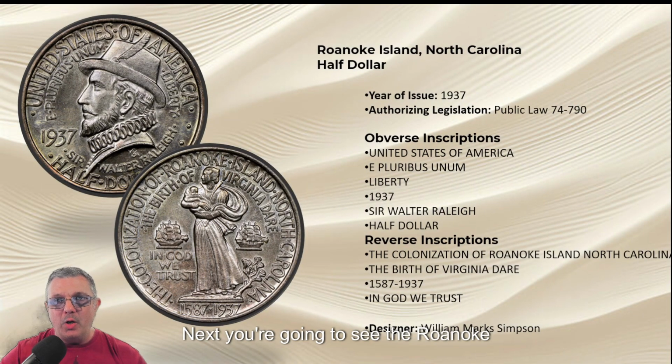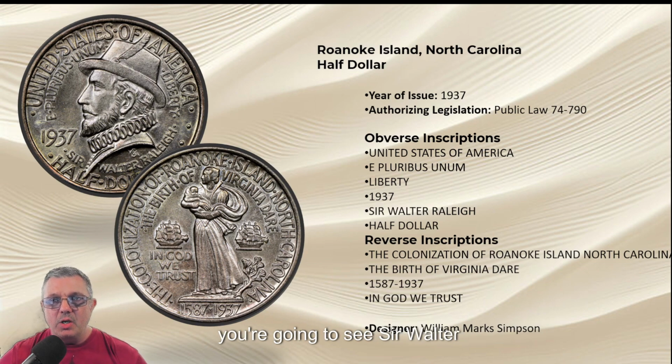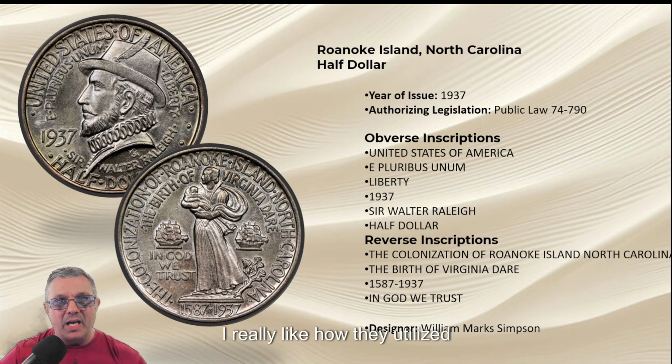Next, you're going to see the Roanoke. Now, again, Roanoke being one of the first, you're going to see Sir Walter Raleigh gracing the obverse of this. Now, I like the fact that they did this in the old design. I really like how they utilized the standard portraiture of Sir Walter Raleigh. It's very well done. And on the reverse, you're going to have a couple ships, not one of my favorite ship coins, but you're going to see a woman with her two sailing ships and that infant, talking about a very fledgling nation, the birth of a nation, that founding colony there at Roanoke.